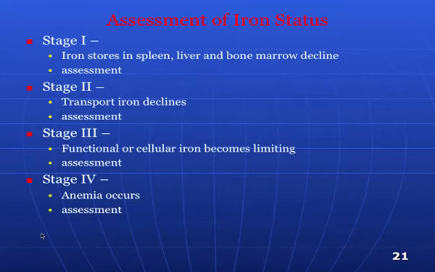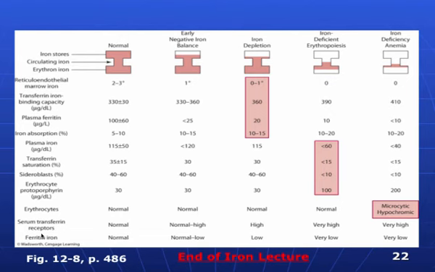Stage 2, this is where transport iron declines. Good indicator of stage 2. We can look at this. See our plasma ferritin, normally 100, goes down below 25. That's our indicator there. Next stage, stage 2, we're going to say serum transferrin receptors go up. Normal, elevate a little bit. In this case, they go up.